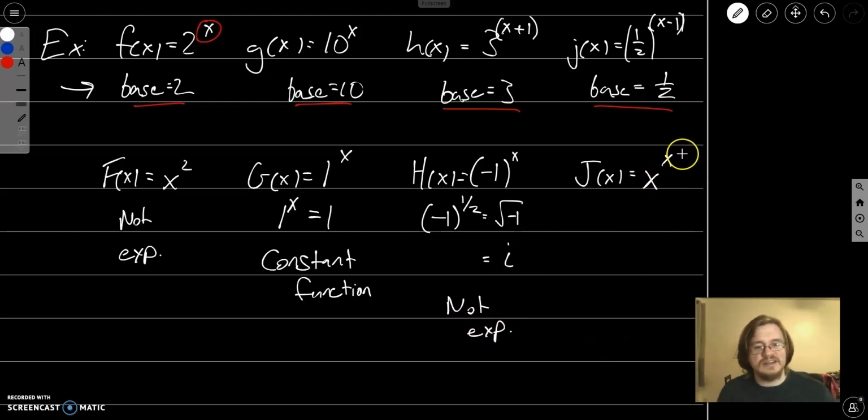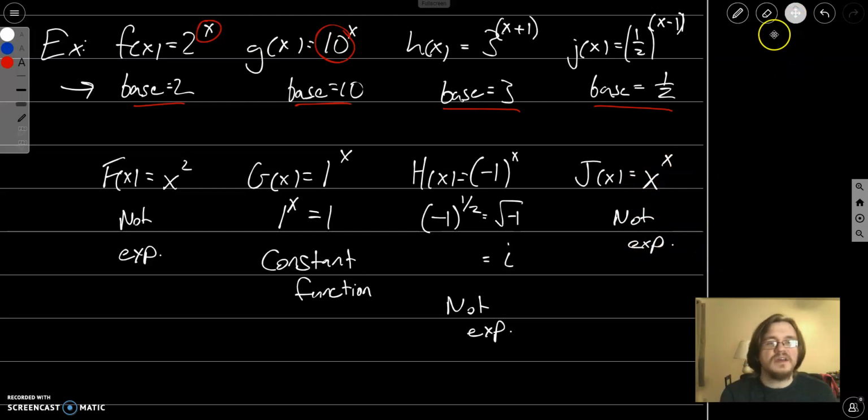This last function is pretty cool. This works well for positive numbers, negative numbers not so much. But this is also not an exponential function, because the base of the function is not a fixed number. The base is x. So while this defines a perfectly valid function for positive numbers, this is also not what we would consider an exponential function. It's just something else.